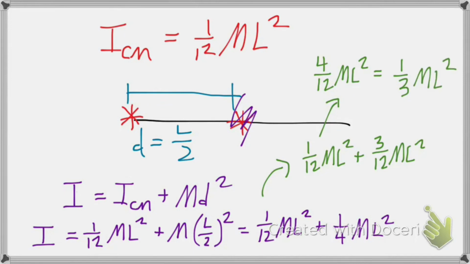So the parallel axis theorem can be really helpful in finding new moments of inertia a little bit faster without having to go evaluate an integral again.